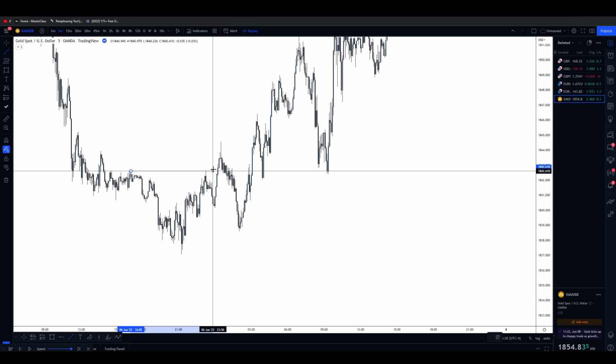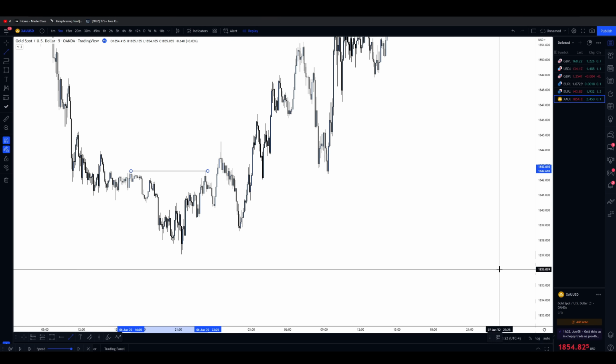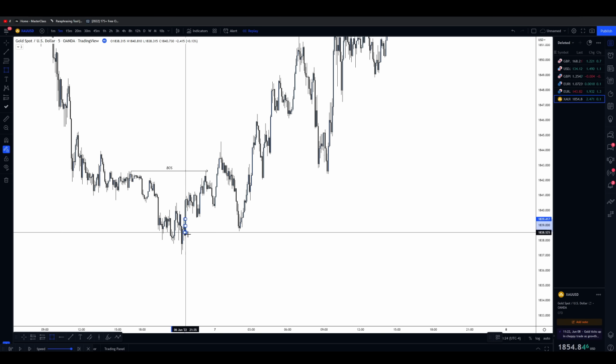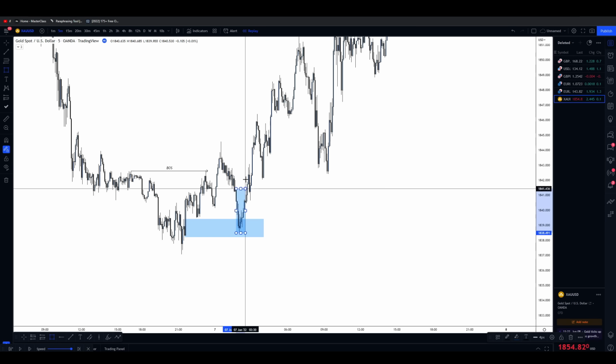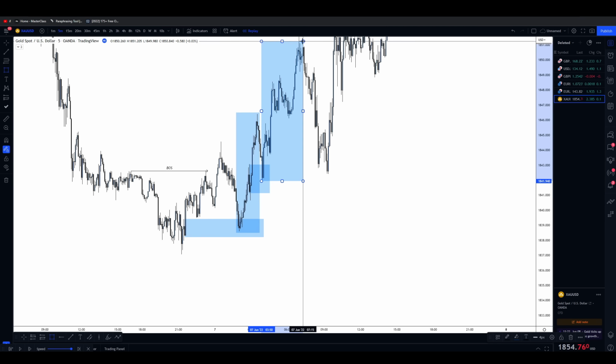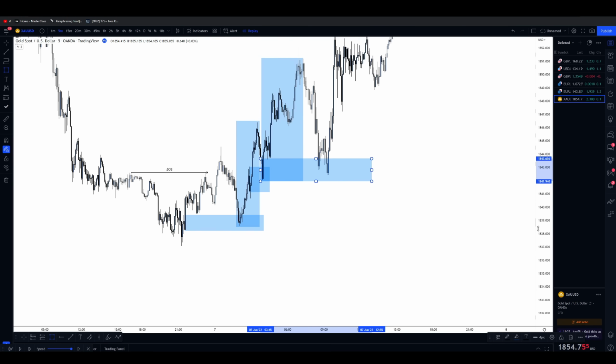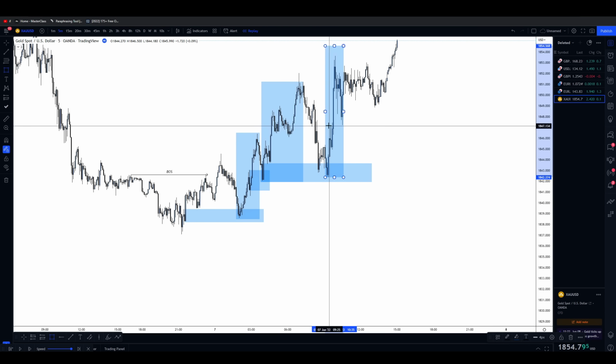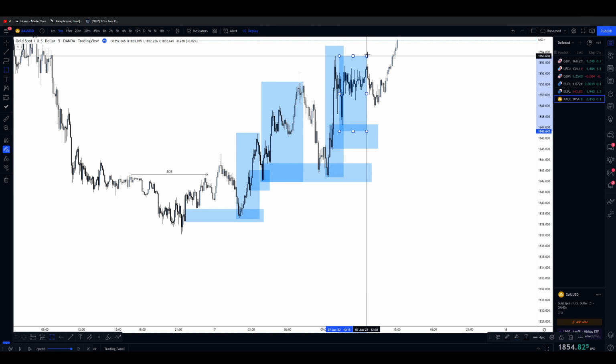The market breaks structure, right? We break structure right here. And then the market retests this order block. From here, we have an impulsive move up. Then we come back down to this order block. From here, we have another impulsive move up. Price action comes back down to this order block. From here, you have another impulsive move up. The market comes back down to this order block. From here, you have another impulse.